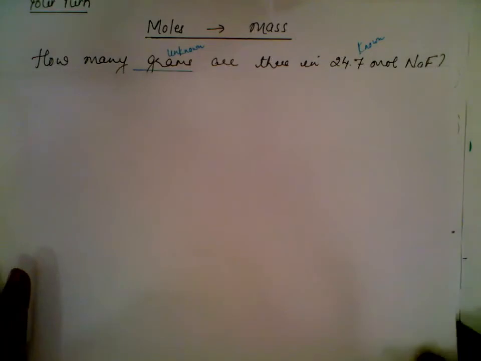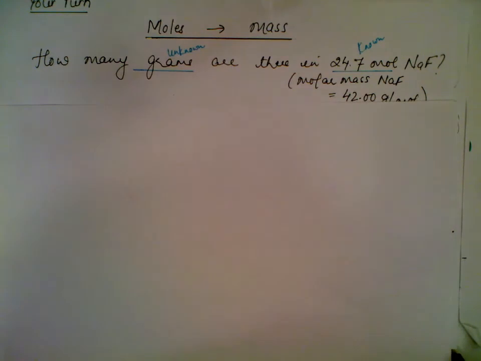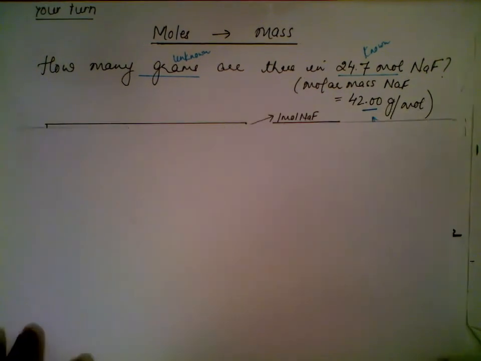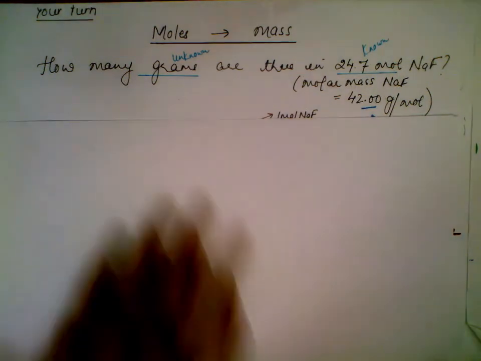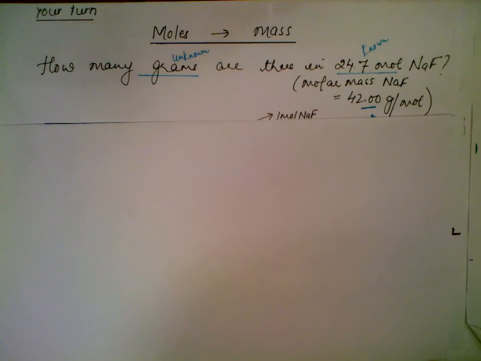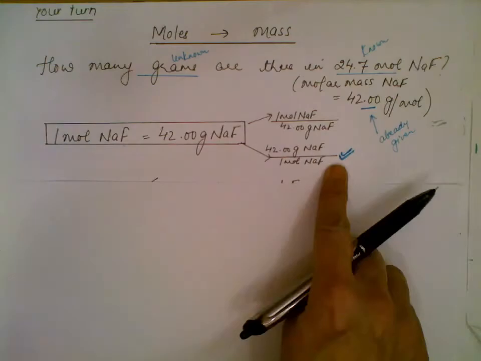Now let's try this problem. It's your turn. How many grams are there in 24.7 moles of sodium fluoride? Now guys, just remember, when solving these problems using the unit analysis method or any method, you always go from known to unknown. What is our known here? 24.7 moles of sodium fluoride. What do we have to find? We have to find the mass. So just look at the equivalent, that 1 mole of sodium fluoride is these many grams per mole. That's the molar mass, already given, and it's coming from the periodic table. There you go. And we are going to use this fraction.